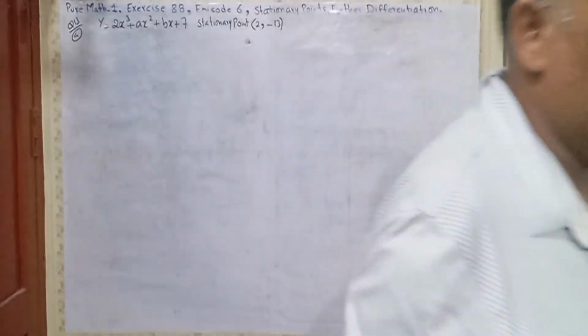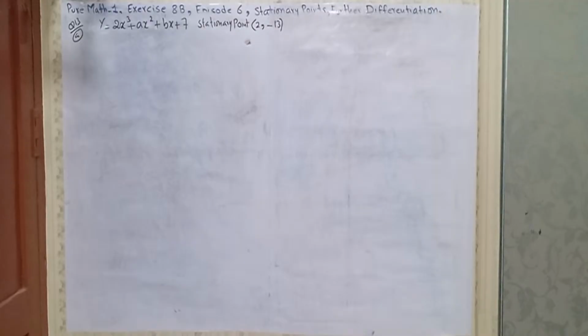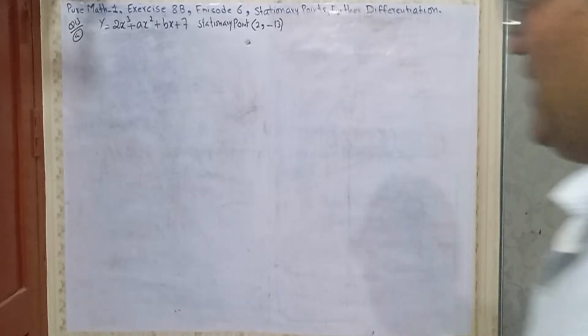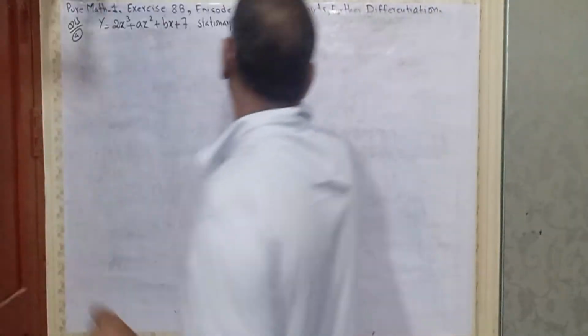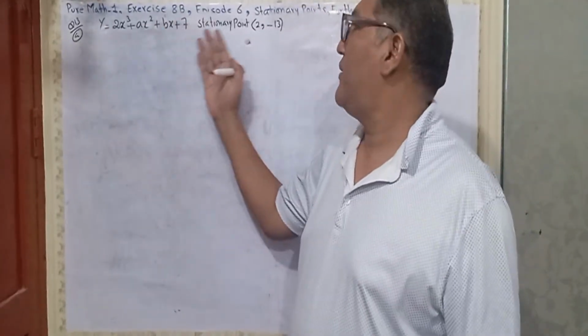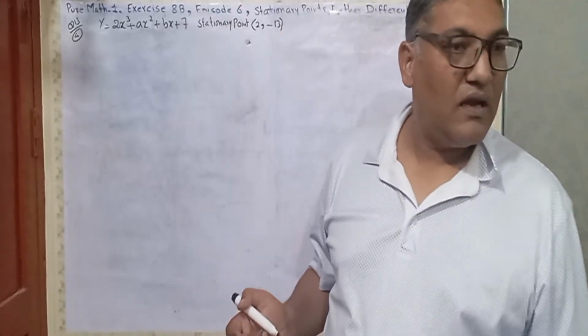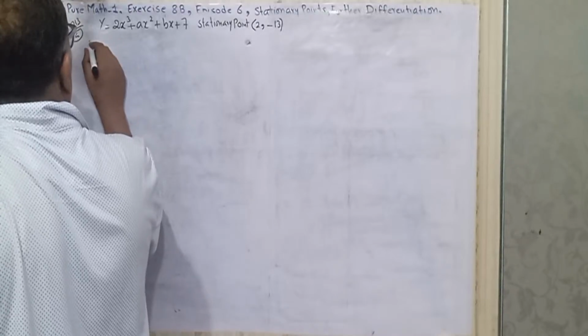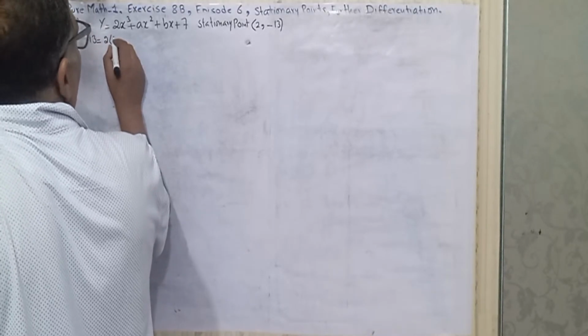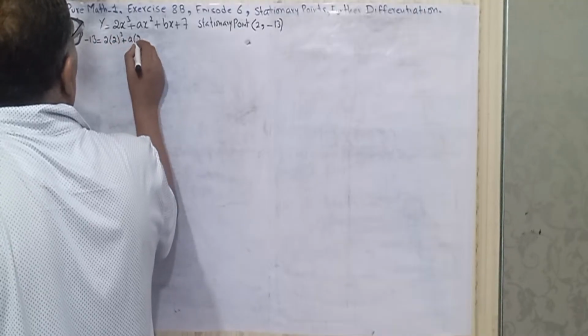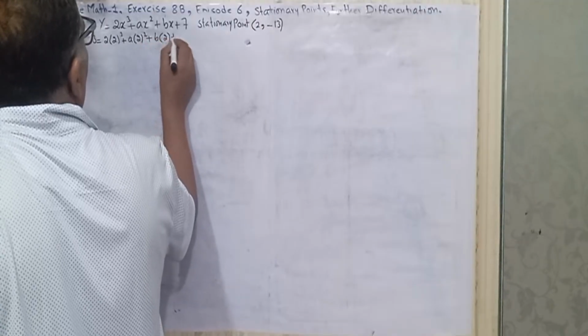This part is again the same kind of question. It says y is equal to 2x cubed plus ax squared plus bx plus 7, and the stationary point is at (2, -13), and we have to find the values of a and b. So first of all, I will put this point (2, -13) into this equation: in place of x I will put 2, and in place of y I will put -13. So -13 equals 2 into 2 cubed plus a into 2 squared plus b into 2 plus 7.